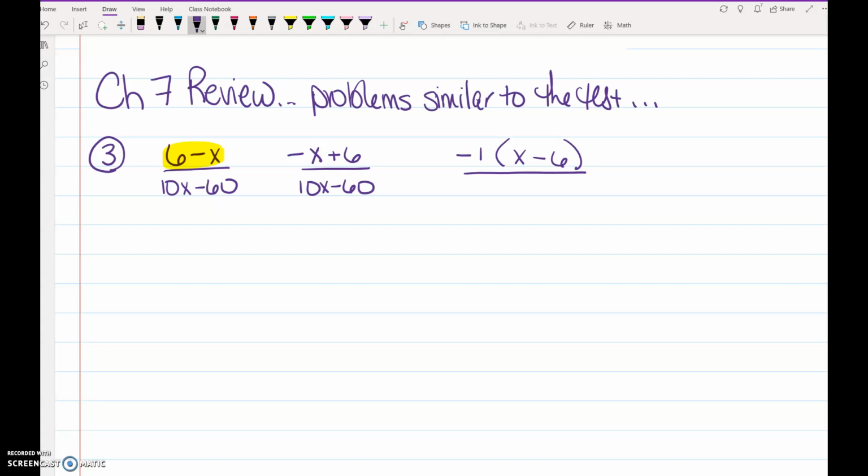On the bottom, 10x and 60 have 10 in common. 10x divided by 10 is x. Negative 60 divided by 10 is negative 6. The x minus 6 cancels, and our answer is negative 1/10.